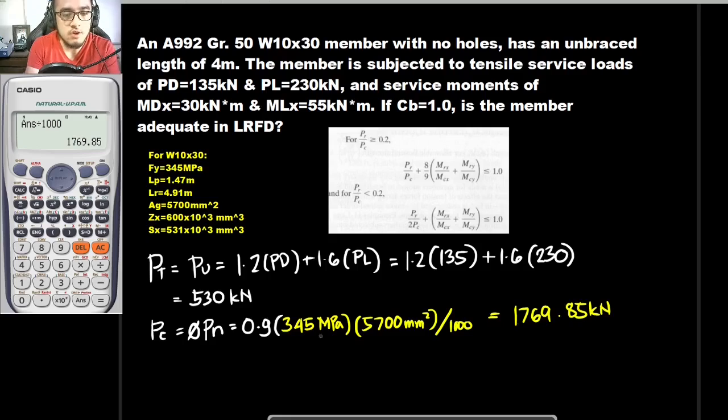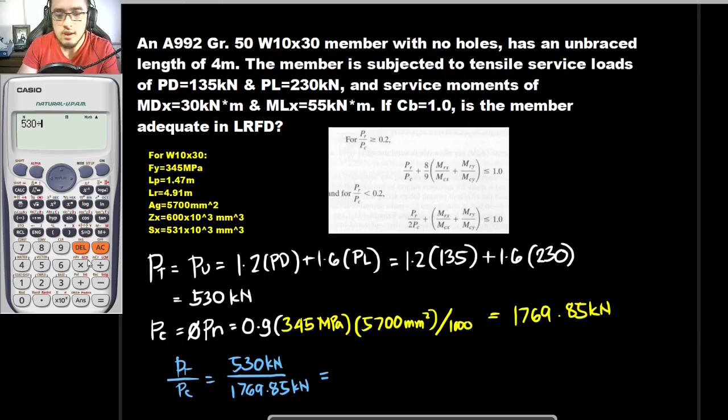Now solving for the ratio of PR and PC. So PR divided by PC is equal to 530 kilonewtons divided by 1769.85 kilonewtons. So from the calculator, 530 divided by 1769.85 is equal to 0.299. So the question is, is it greater than or less than 0.2? So it is greater than 0.2.